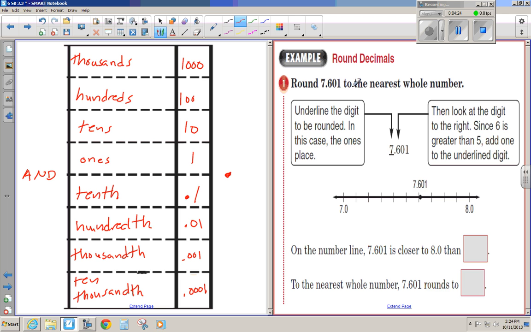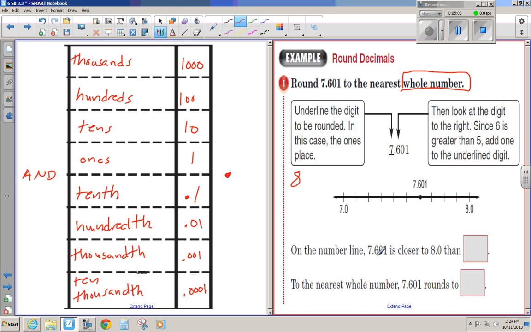So round 7.601 to the nearest whole number. This would be 7 and 601 thousandths. So the whole number would be to the ones place. So we underline the 7. We then look at the digit to the right, and since it's 6, that's greater than 5, so we do 5 into the sky. And so it should round up to 8.